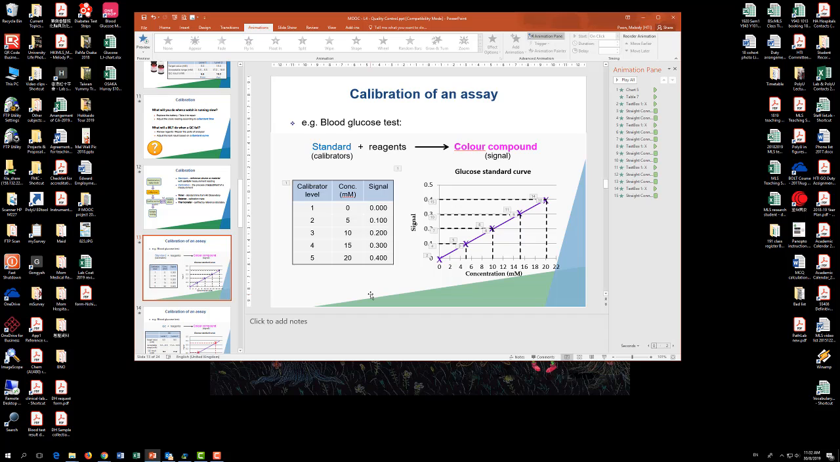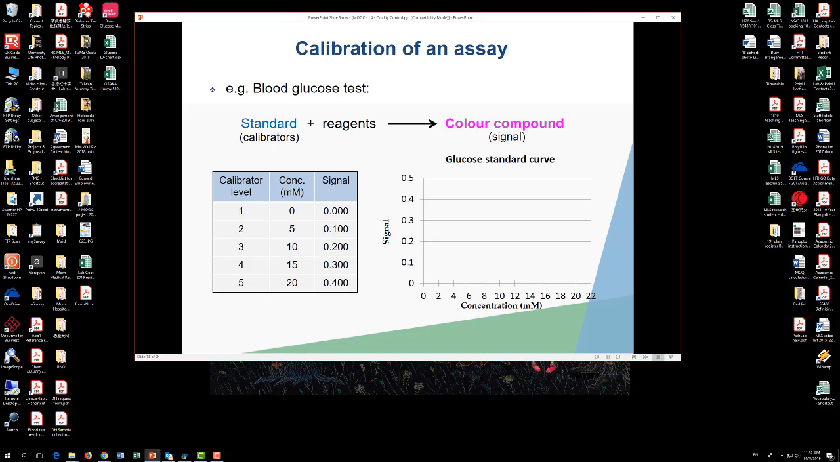we can use different levels of calibrators. Each calibrator has a certain concentration: 0, 5, 10, 15, and 20. So each calibrator with a certain concentration will give out a signal. The analyzer will plot these results and give us a standard curve. If it is linear, that means the signal is proportional to the concentration.